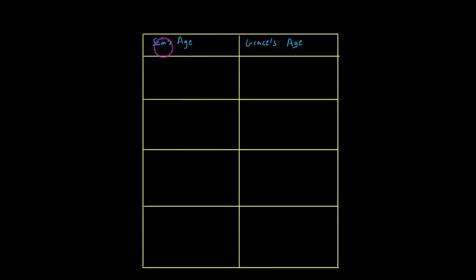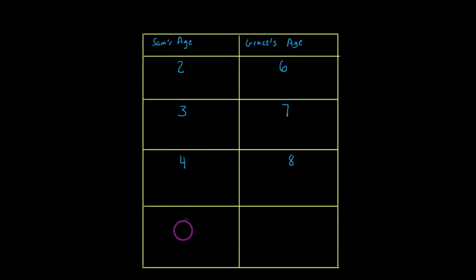So I'm looking at two people here. I have Sam's age and Grace's age, and I have some data that I'm going to write down in just a little bit. So it looks like when Sam was 2 years old, Grace was 6. And when Sam was 3, Grace was 7. And when Sam was 4, well, Grace was 8. So far, looking at this table, it looks like Grace is 4 years older than Sam.